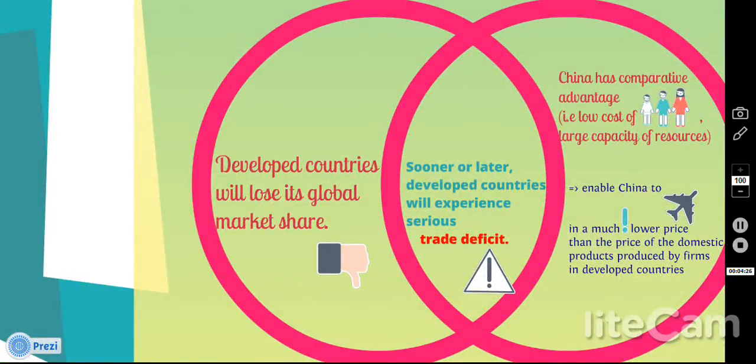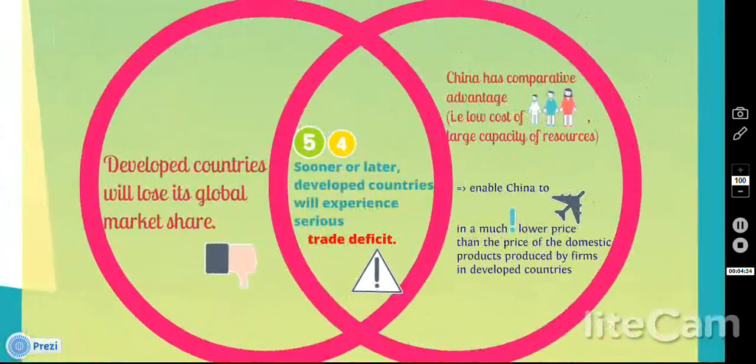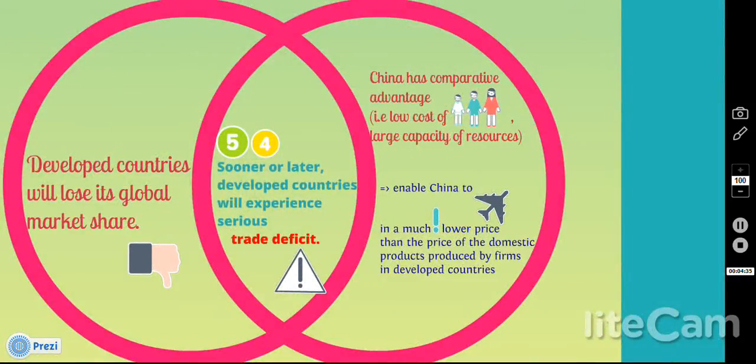However, developed countries such as the United States and the United Kingdom will lose their global market share. Moreover, China has a comparative advantage in producing exports, such as low cost of labor and large capacity of resources. This will enable China to export its products at a much lower price than the domestic products produced by firms in developed countries. Sooner or later, this will bring a trade deficit in developed countries.